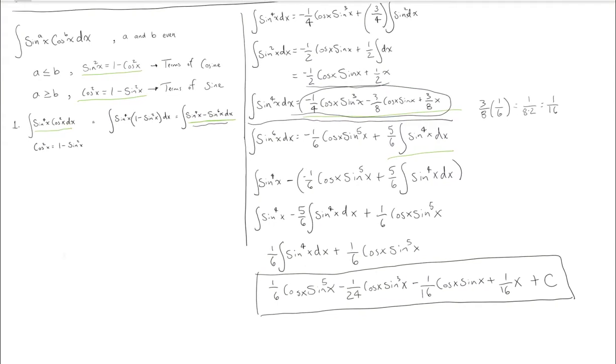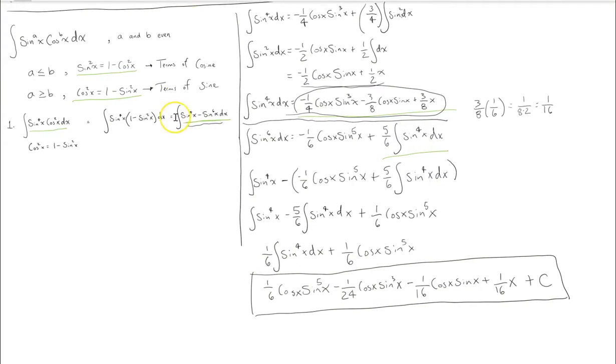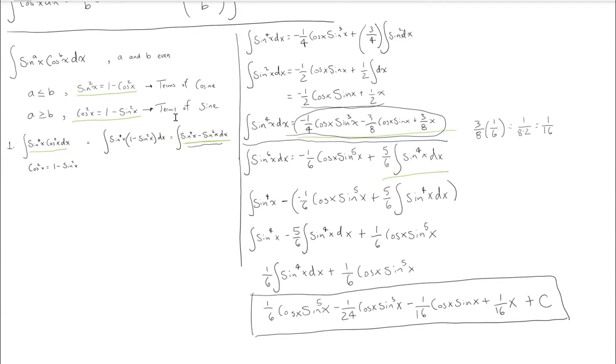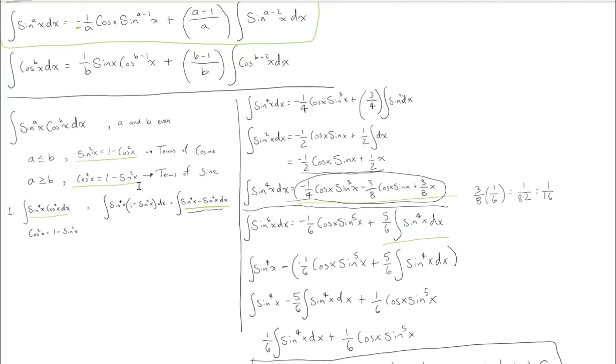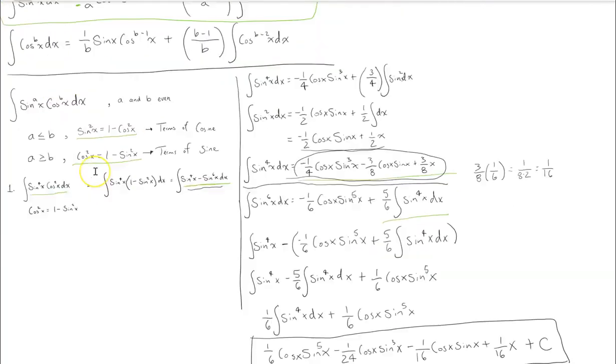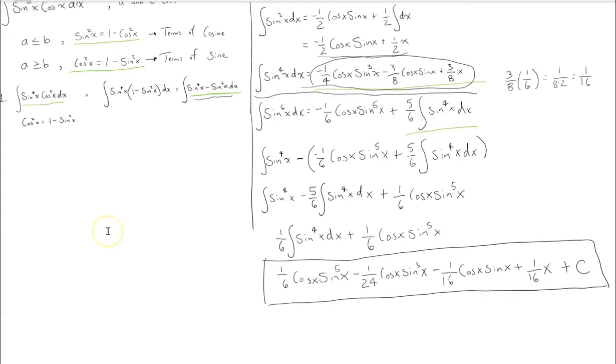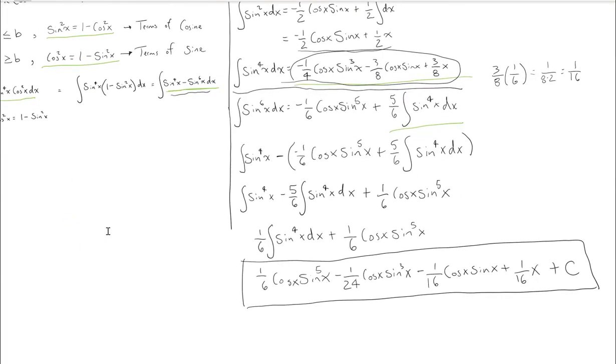As you can see, it requires a lot more steps than the case where either a or b or both are odd. However, it is pretty straightforward, and as long as you know how to derive one of these reduction formulas, and as long as you're careful with your negatives and your constants and whatnot, it should be fairly straightforward.